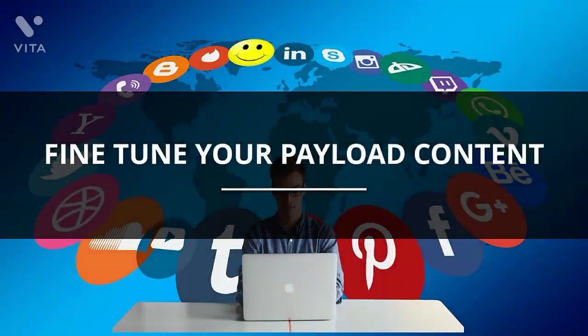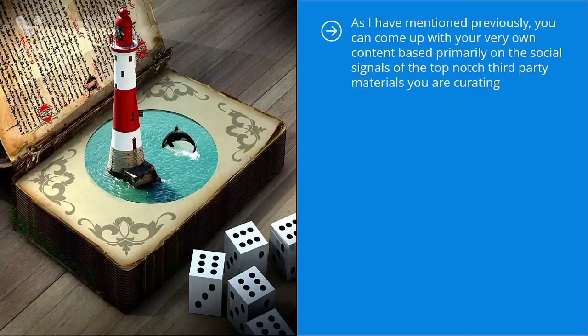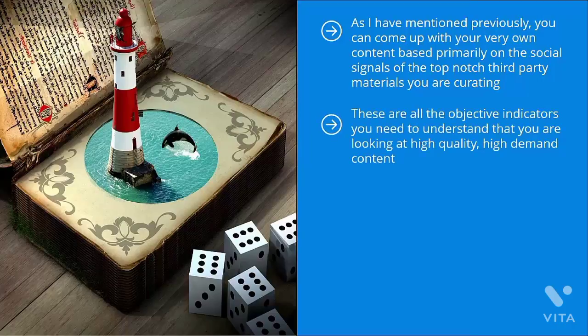You have to keep experimenting until you find the right themes that consistently work with your audience. Fine-tune your payload content. As I have mentioned previously, you can come up with your very own content based primarily on the social signals of the top-notch third-party materials you are curating. Put simply, when you are going through your research, you will keep coming across certain pieces of content which get a lot of engagement on social media. These are all the objective indicators you need to understand that you are looking at high-quality, high-demand content. At that point, you can come up with your own version of that content. You can use it as a template, so to speak.